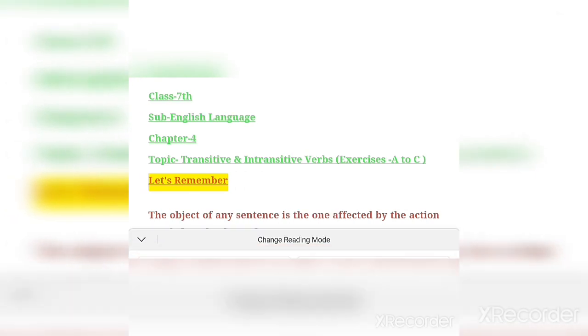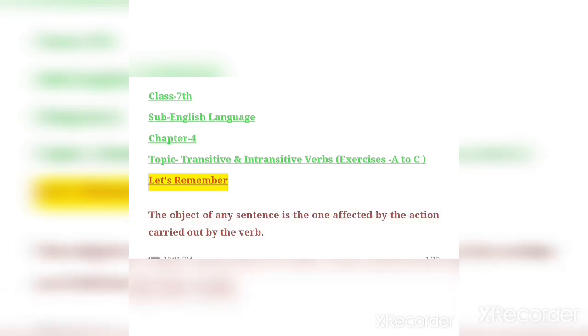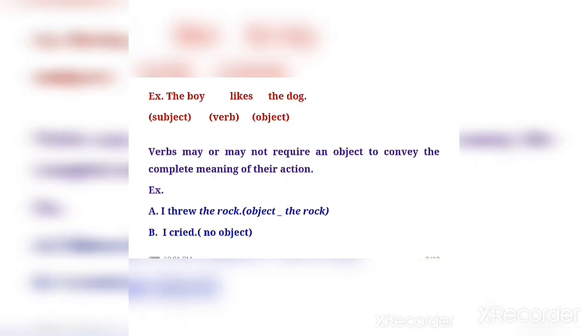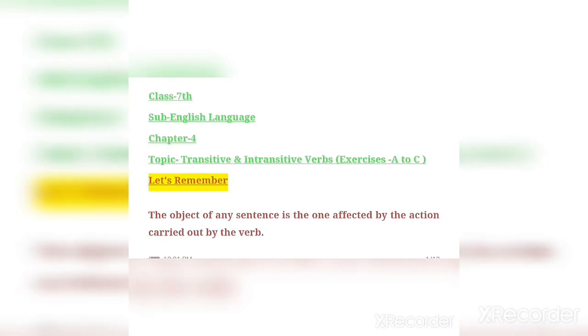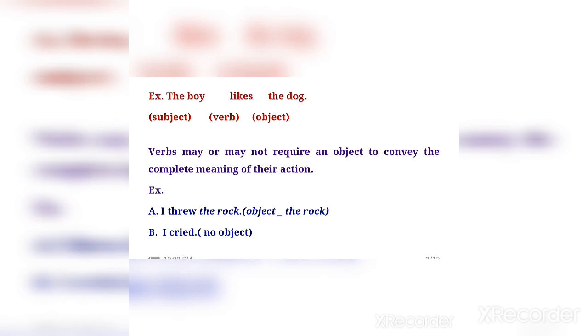Children, you know that the object of any sentence is the one affected by the action carried out by the verb. Okay? Example: the boy likes the dog. If you separate the sentence, the boy becomes the subject, the verb is likes, and the object is the dog. So here it is very clear that the object of the sentence is affected by the action of the verb. The object dog is completely affected by the verb likes.